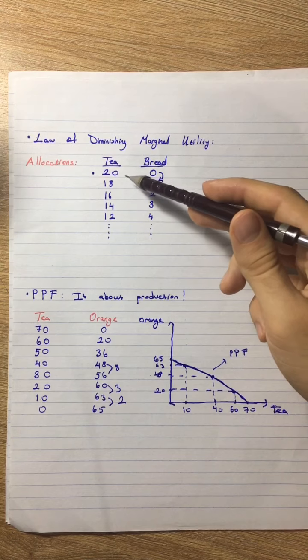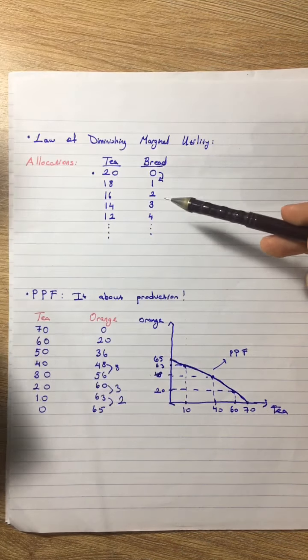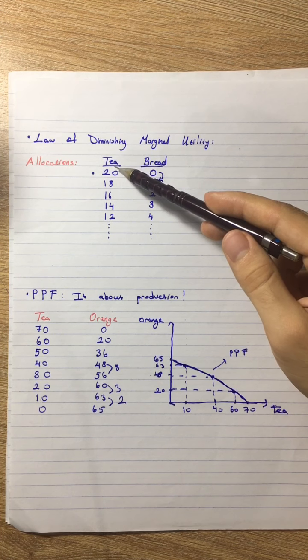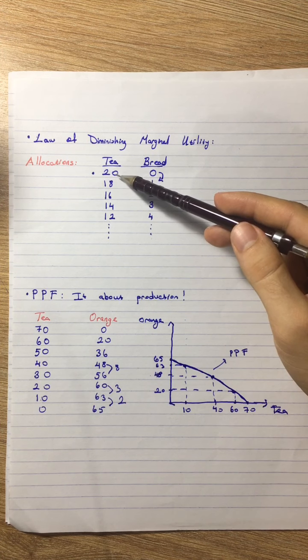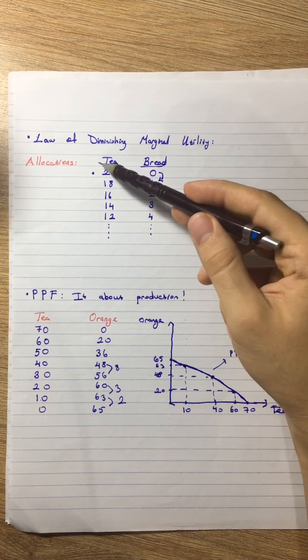I wrote some allocations that we can buy from this example in a graph. So we could buy, remember, 20 units of tea and 0 bread. If I buy 1 bread, I could only buy 18 tea, and so on. So the marginal utility means the satisfaction you get from one specific extra unit of a good.